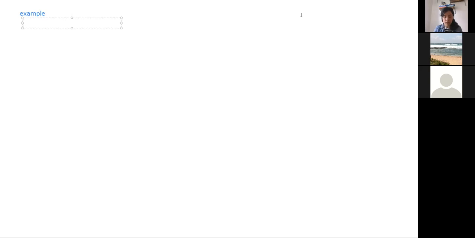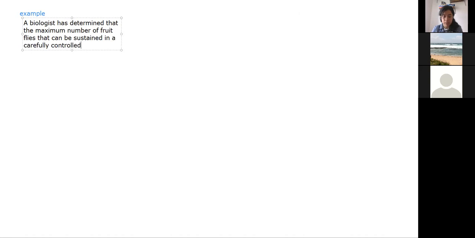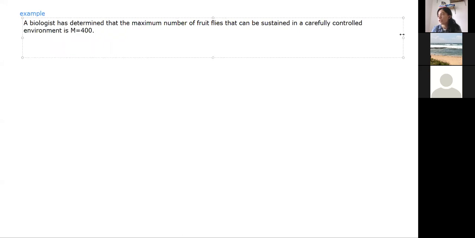restricted growth. So we have that a biologist has determined that the maximum number of fruit flies that can be sustained in a carefully controlled environment is m equals 400. So the maximum number of fruit flies that can be held in a given environment is equal to 400.